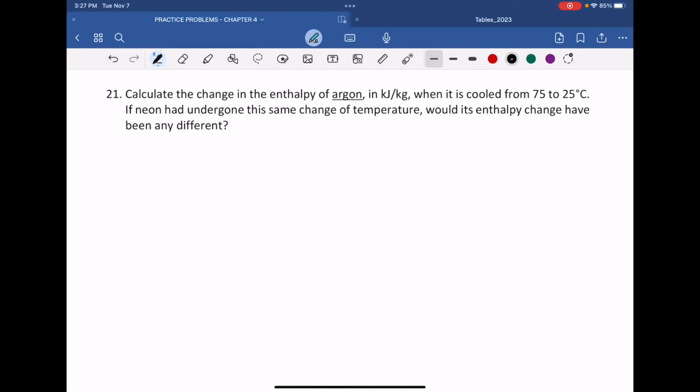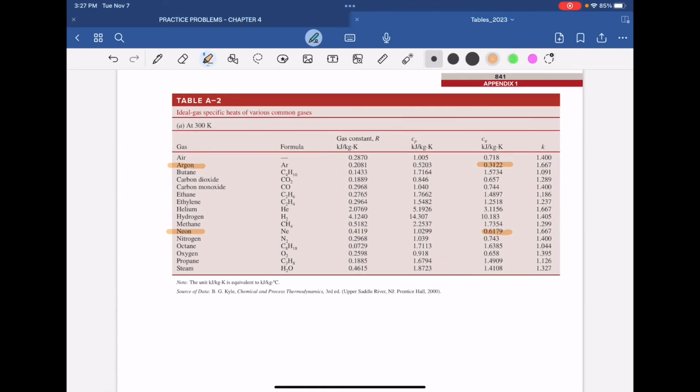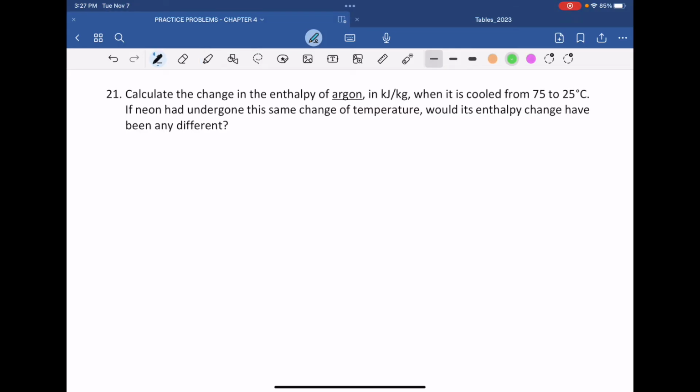Similar to the previous example, in this case they're asking for the enthalpy change for argon and neon, and this time there's a temperature change from 75 to 25. And we use the same table. This time we're gonna read Cp values. The reason for that is they're asking for enthalpy change, and enthalpy change is calculated using Cp. Remember, enthalpy change, they're asking in kilojoule per kilogram. That's why it is Cp delta T.